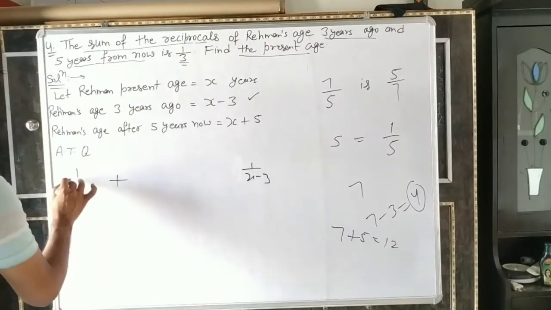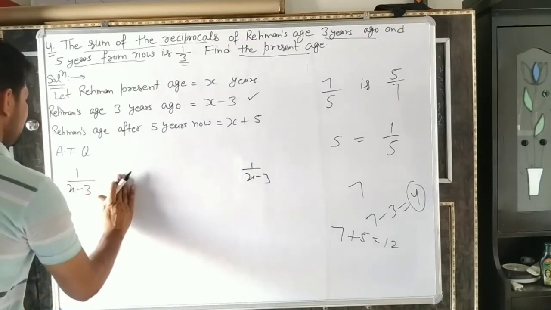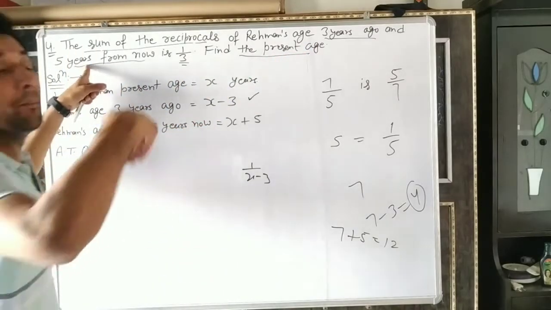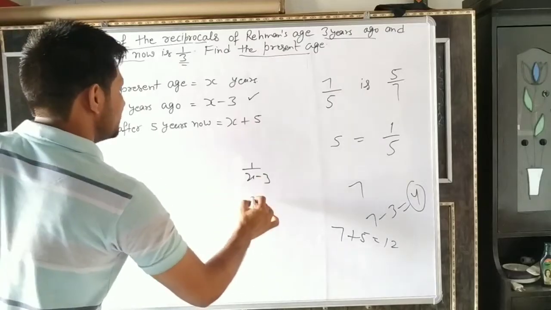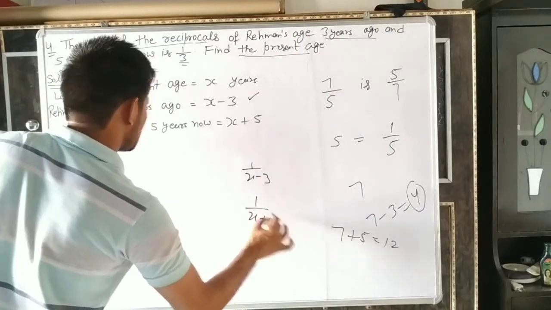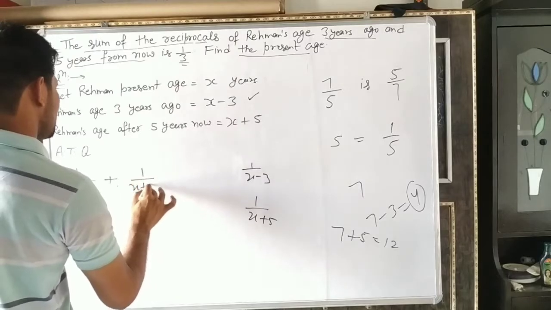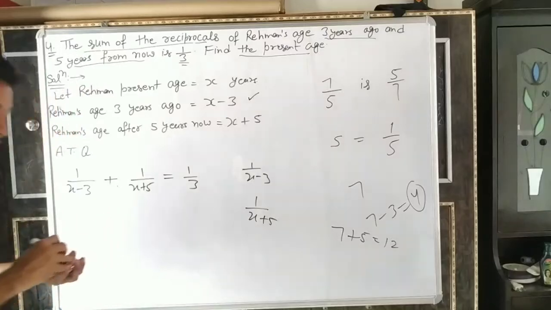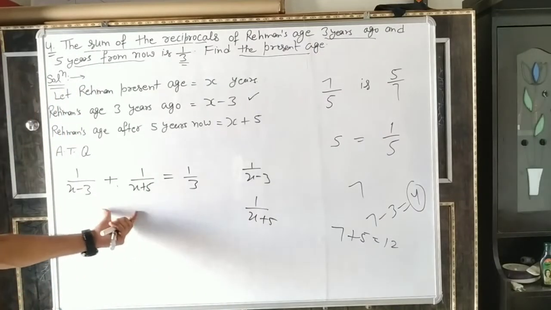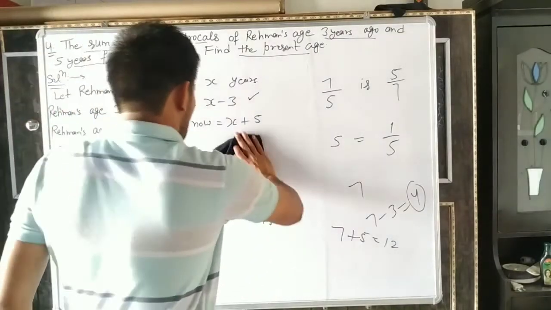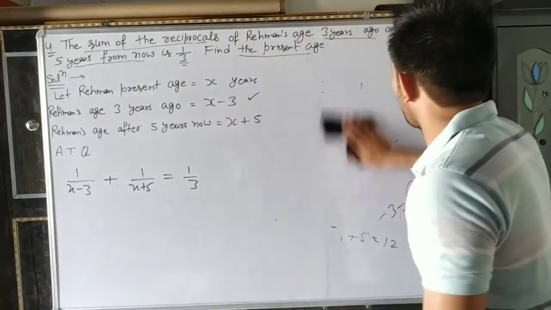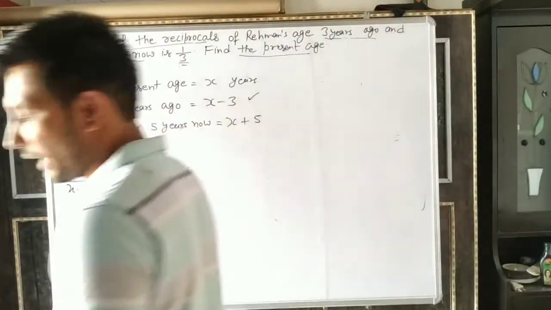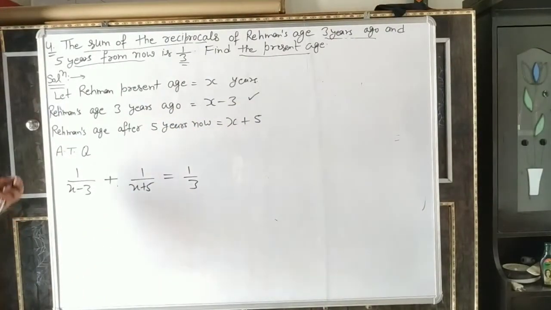And the sum, 3 years ago: the sum of 1 upon x minus 3 plus, 5 years from now, after 5 years, the reciprocal is 1 upon x plus 5. So 1 upon x minus 3 plus 1 upon x plus 5 equals 1 upon 3. This is the same equation as given in the third question, second part. So we want to find the value of x. First we will convert this equation into a quadratic equation.